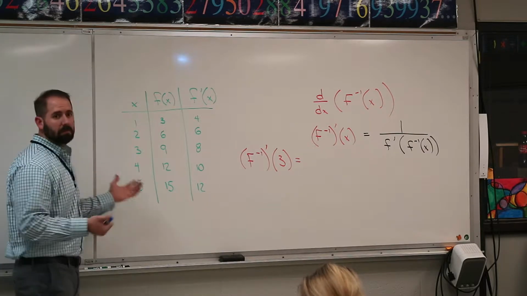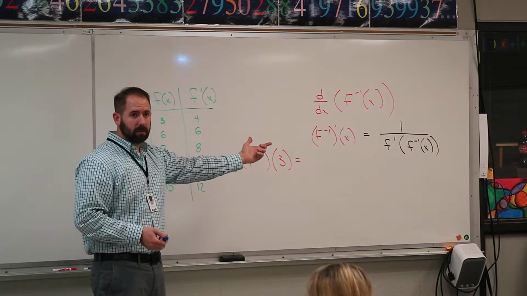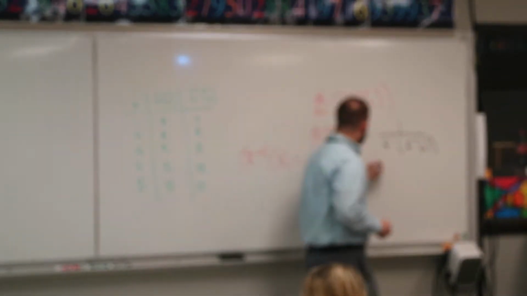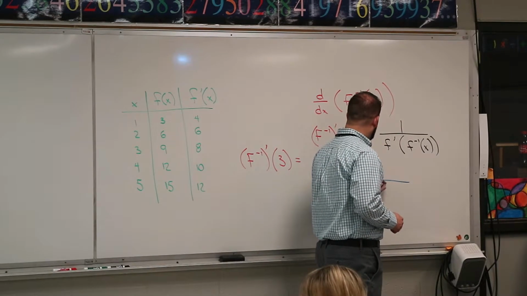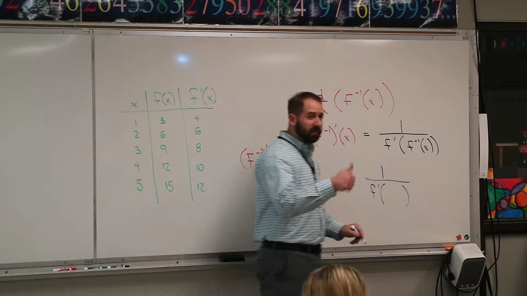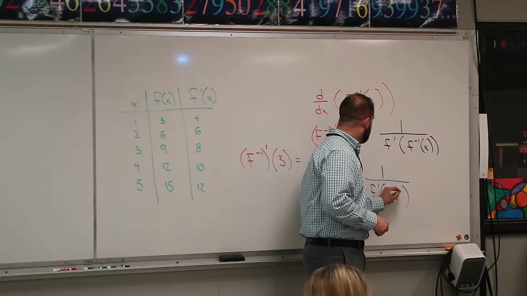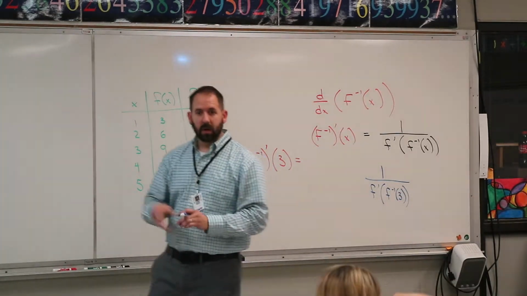If they give you a table, here's the best way to do it. You have to use the shortcut, and this is what you do. You go 1 over the derivative of the original function, and then you plug the inverse right here. And in our case, we have a 3 sitting there. So that's what we're doing.